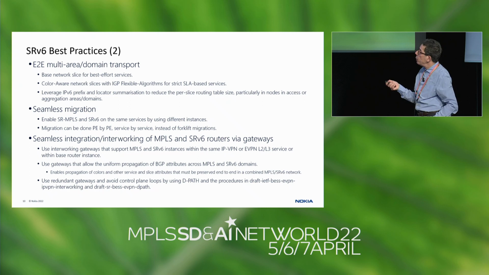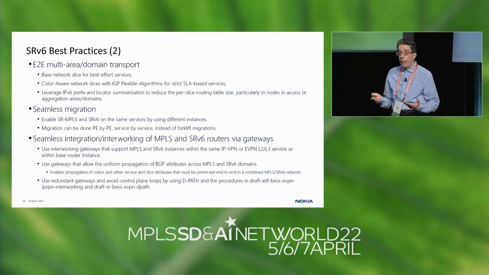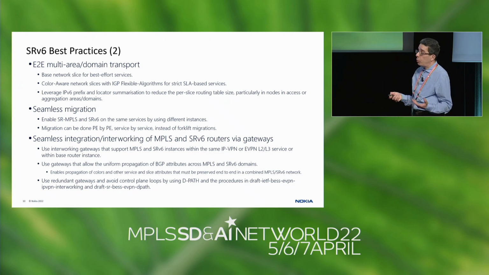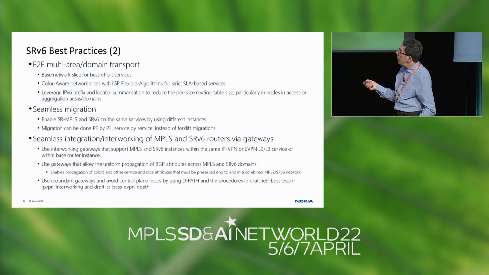Also, the other thing is when you are in a multi-area, multi-domain, then obviously you can have a base network slice for best effort services, and then you can assign color-aware network slices or intent-aware, whatever you want to call them, using IGP Flex Algo, and each of them will have its own, obviously, SLA parameters, and will have its own locator. And then, of course, you can leverage IPv6 summarization. Regardless of the algorithm, you can do that in both the base and the Flex Algo algorithms.